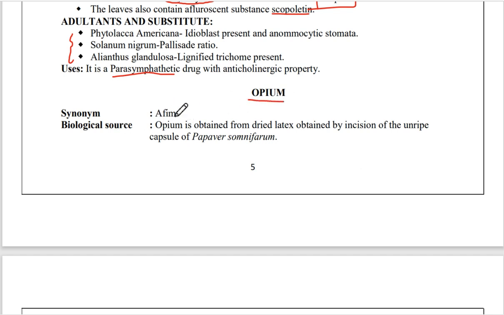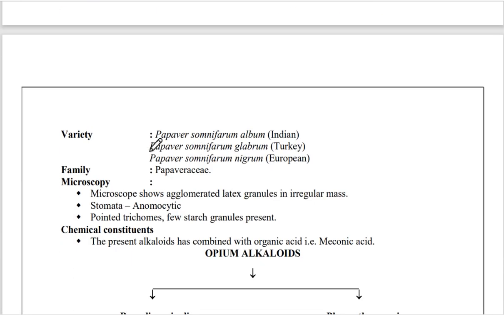It is also known as afeem. Okay, this is obtained from the dried latex or obtained from the incision of unripe capsules of Papaver somniferum. So these are the kinds of the capsules of your Papaver somniferum belonging to the family Papaveraceae. Okay, so there is an incision made into that capsule with a blade or something, and it is allowed to collect for 2 to 3 days. The latex which comes out of this capsule of Papaver somniferum is collected, and that is nothing but your drug, that is opium, that is used in drugs.